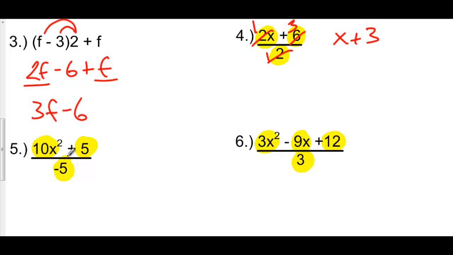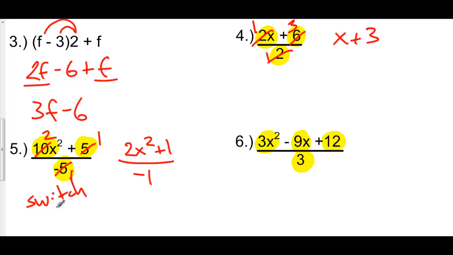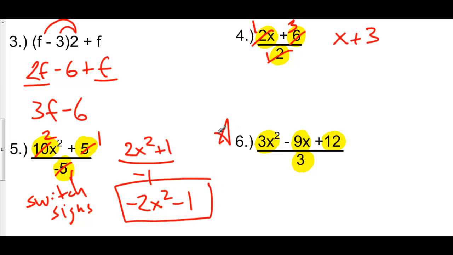Okay. I'm going to do this one here too. So we have 5 goes into 5 1 time, 2 times. So we have 2x squared plus 1, that's the top, and then notice we have a negative 1 on the bottom. Whenever you divide by a negative 1, you want to switch signs. So I'm going to put a little note here, switch signs. So now we have negative 2x squared minus 1. Okay. All right, I'm going to have you go ahead and try this problem on your own.